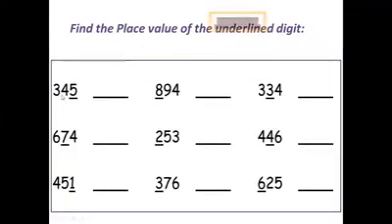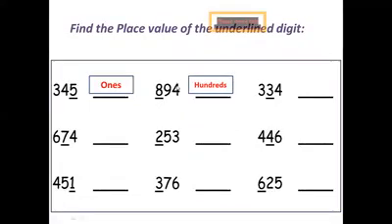The first one, 345. The underlined digit 5. What is the place value of it? Yes, I told you the first one from here is ones, and this is tens, and this is hundreds. Okay, so 5 is in ones. Excellent. The next one, 894. The underlined digit 8. 8 is in, yes, hundreds. Excellent. Ones, tens, hundreds. So 8 in hundreds.